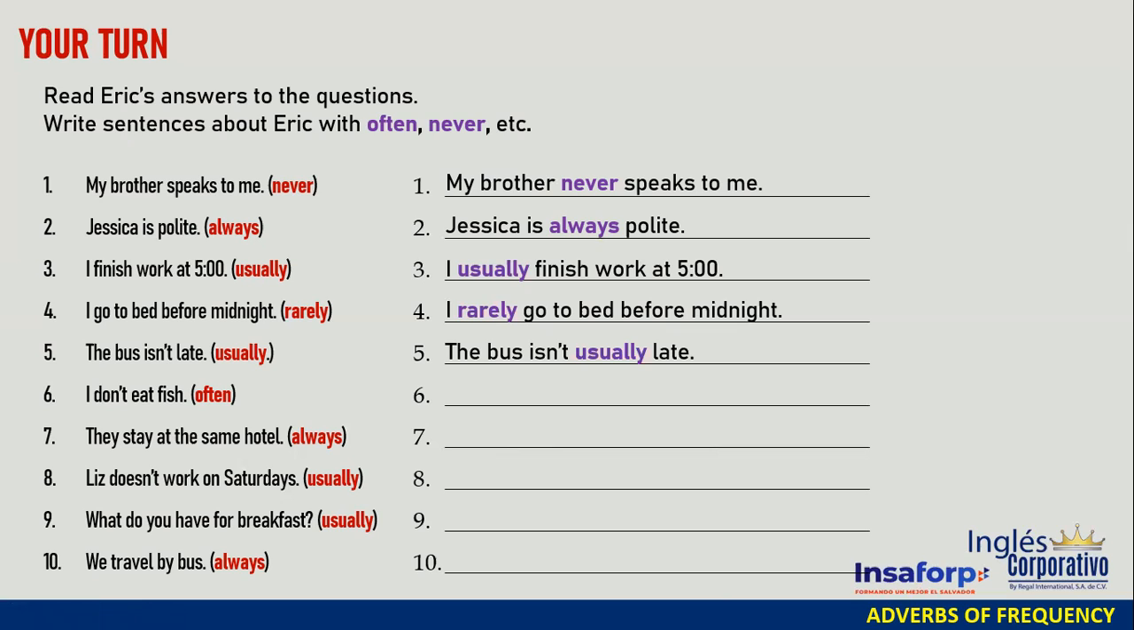Tania. I don't often eat fish. Muy bien, excelente. Siempre va antes del verbo principal, ¿verdad? I don't often eat fish. Number seven. Glenda. They always stay at the same hotel. Mm-hmm. They always stay at the same hotel. Muy bien. Number eight. Néstor.